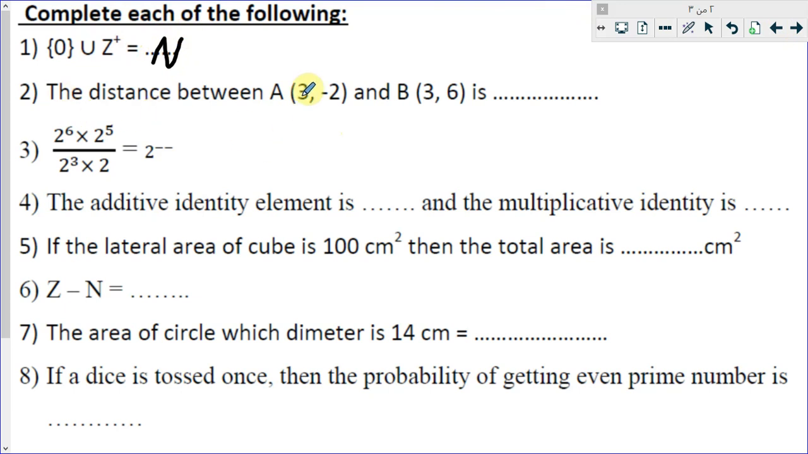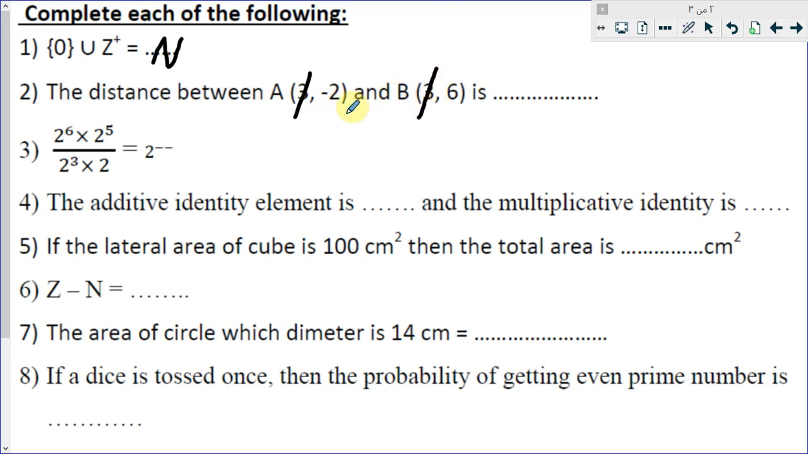The distance between point A (3, -2) and point B (3, 6) is... If we want to determine the distance between any 2 points, first we will cancel the same number. In our first point we have 3, and in our second point we have 3.